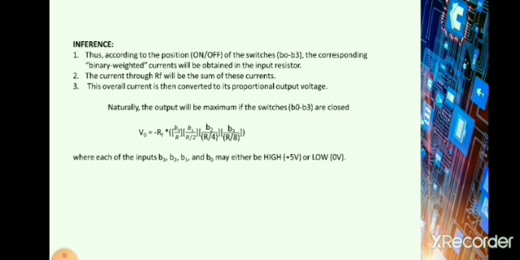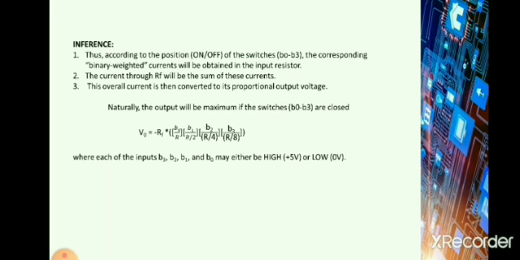Inference: according to the position, that is on or off, of the 3 switches B0 to B3, the corresponding binary weighted currents will be obtained in the input resistor. The current through RF will be the sum of these 3 currents. The overall current is then converted to its proportional output voltage. So first the currents are summed up, and then the overall current is converted to the proportional output voltage.